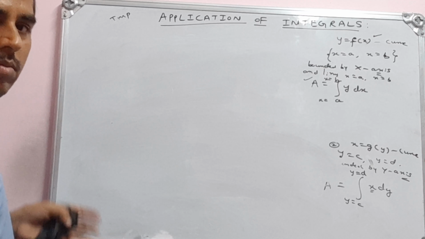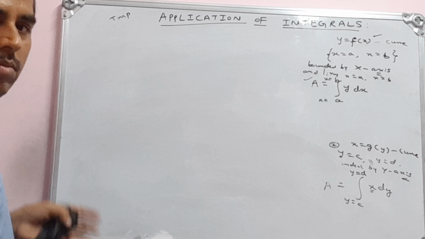Okay, I will sideline this. Let me consider one example, very, very important for 3 marks. So what is that example? Find the area of the region. So let me write the example.